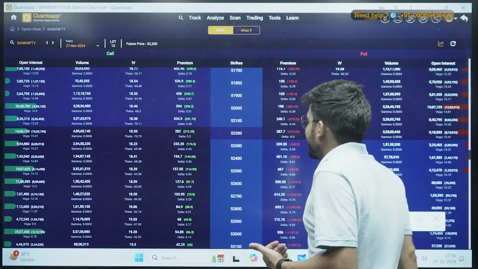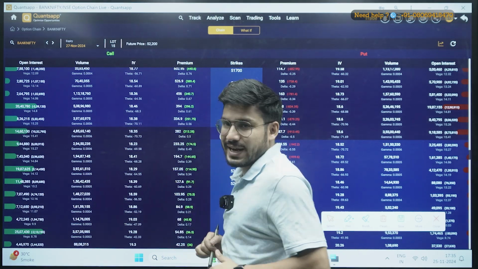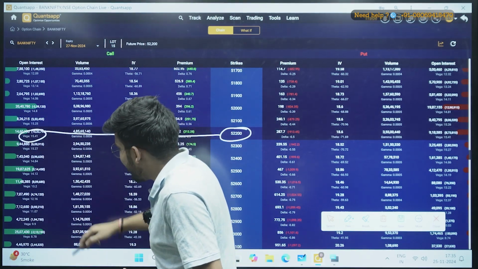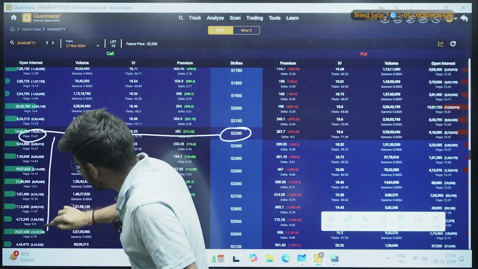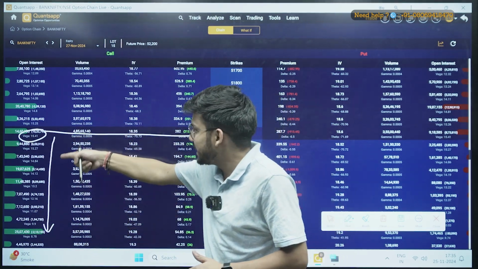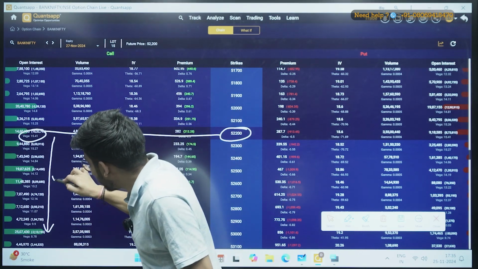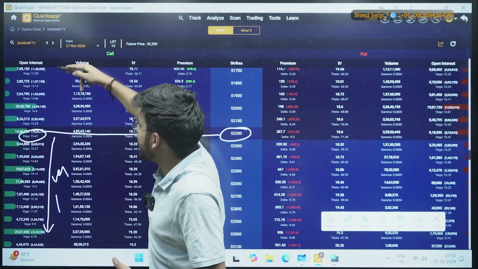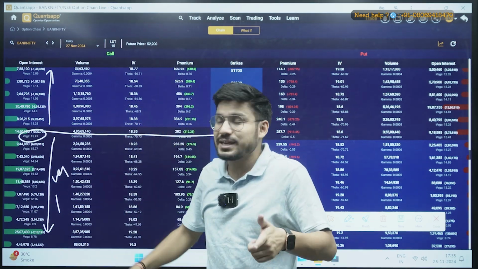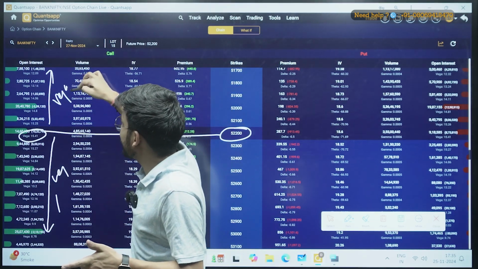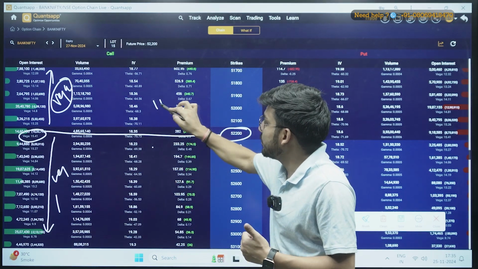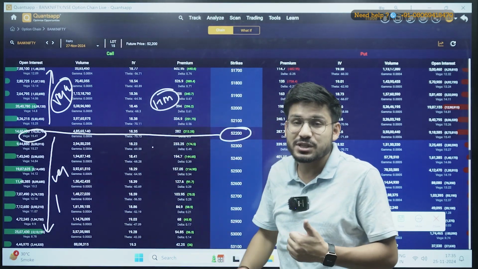So we can analyze from here when we are talking about the ATM strike price. You can see the Vega is 15.41, okay, and as you move away from this ATM strike price, your Vega will decrease. Similarly in the upward direction, when you go far from the ATM strike price, your Vega will decrease, okay.